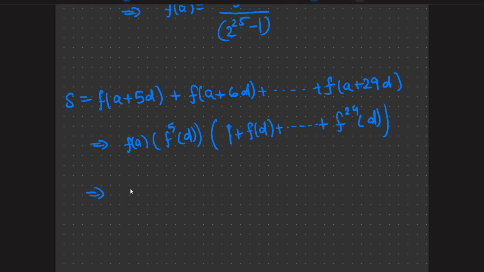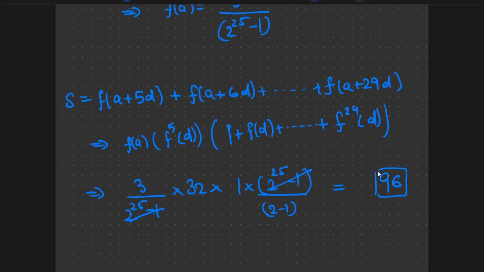Now we just have to substitute the values. f(a) would be 3 by (2 to the power 25 minus 1). And f(d) to the power 5 would be 2 to the power 5, which is 32. And this would be, I'm just simply using the GP formula, (2 to the power 25 minus 1) by (2 minus 1). Okay. So this and this cancel out. We'll be remaining with 32 times 3, which is equal to 96. So this is my final answer.